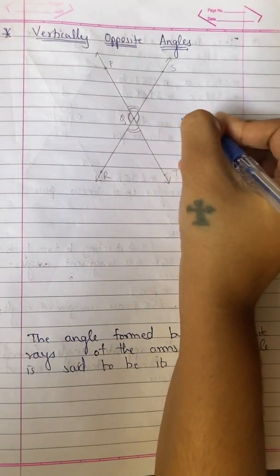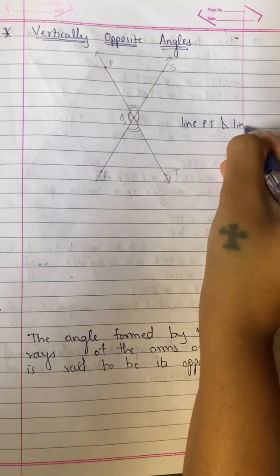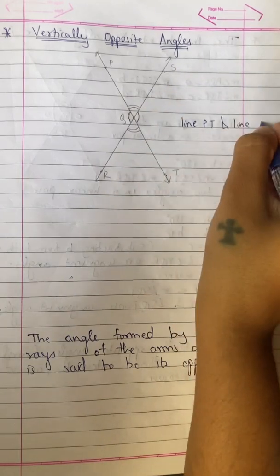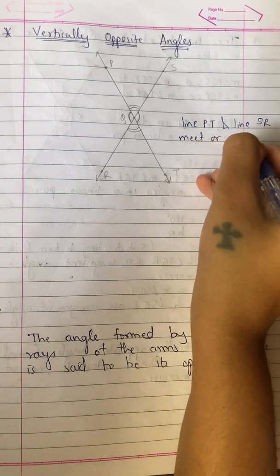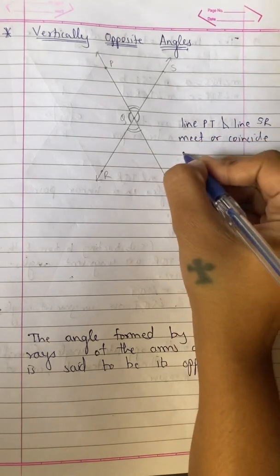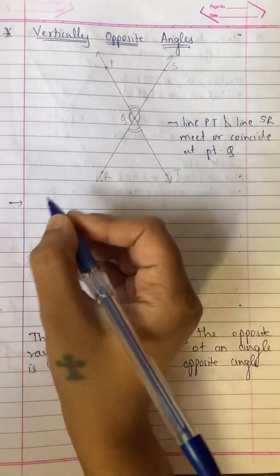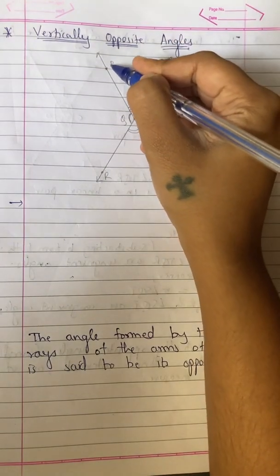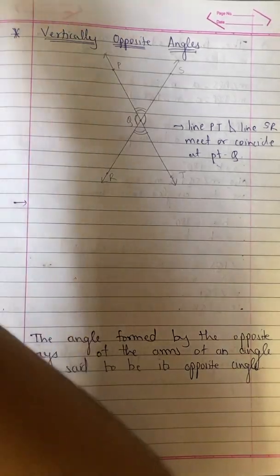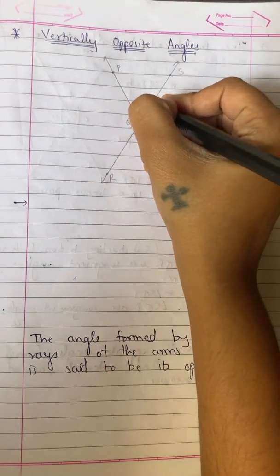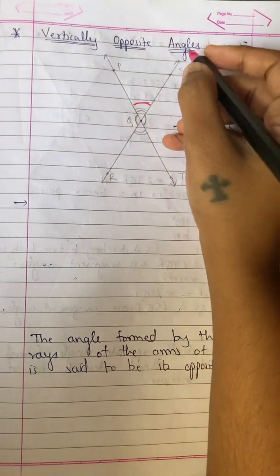Line PT, that means this line, and line SR meet or coincide at point Q. Okay, that is one point. Now if you observe angle PQS, that means this angle, I'll just highlight so that it will be easier for you. This angle, which is shaded in pink color, is angle PQS.